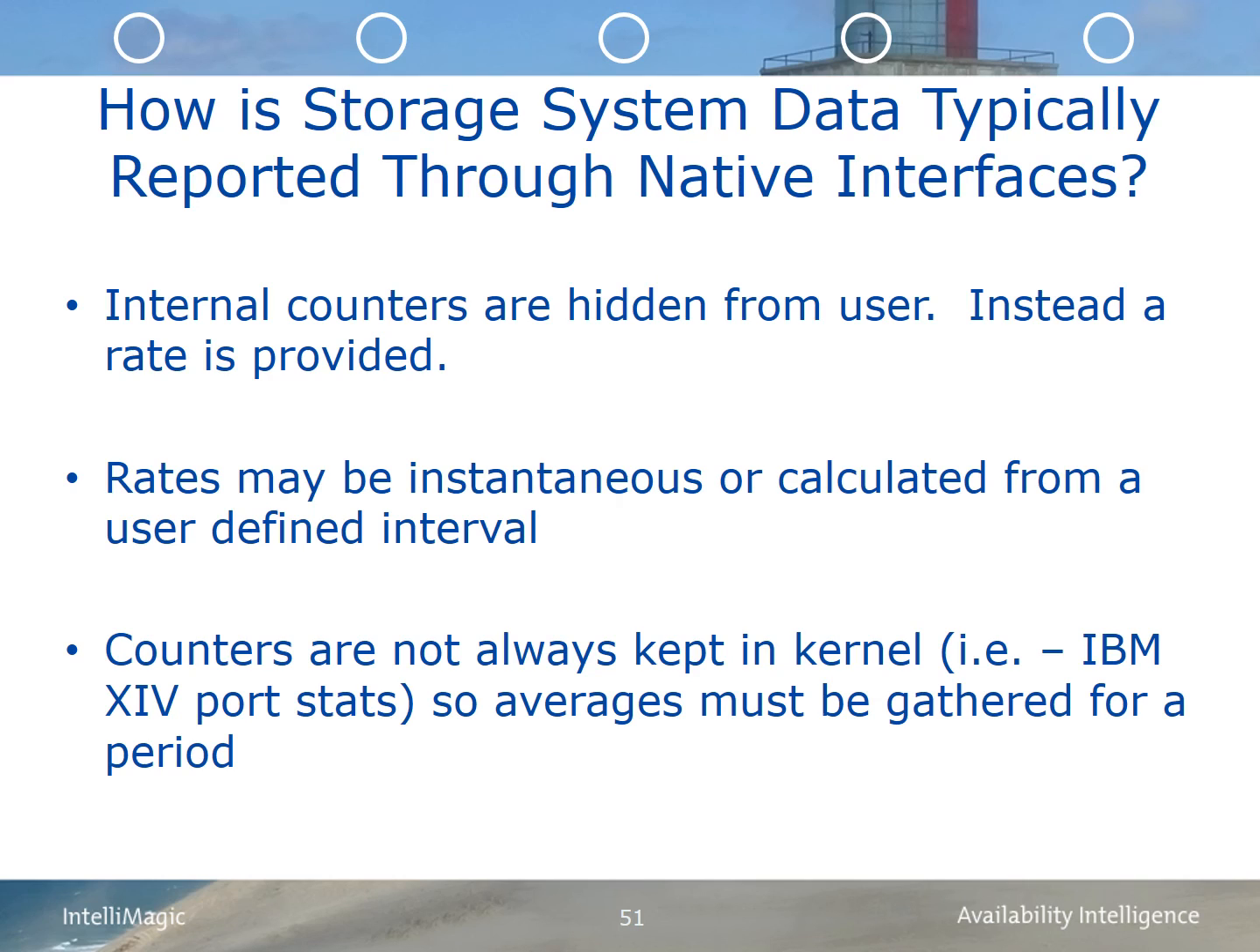How is the storage system data typically reported via the native interfaces? Typically, the internal counters are hidden from users. Instead, an instantaneous rate is provided. Rates may be calculated or instantaneous from a user-defined interval. Counters are not always kept in the kernel. For example, the IBM XIV port stats do contain an instantaneous calculation, but they do not keep track of counters, so averages must be gathered over a period of time.